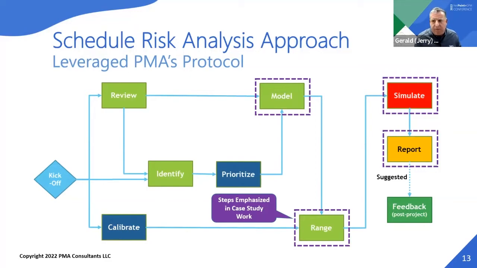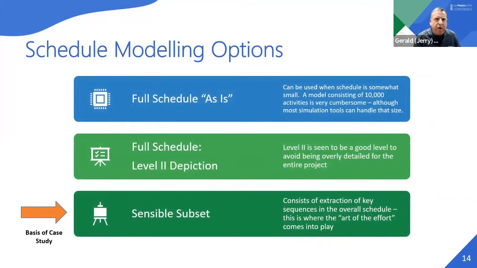One of the challenges I had in thinking about how we were going to do the hands-on case study work is, what level of modeling do we really want to do? And given some work we've done internally with PMA trying to write a better protocol to do schedule risk analysis, one of the things we realized is there are many ways that one develops a schedule model. The top box here talks about how you can actually use the schedule as is. And that works really well when the schedule has a small number of activities. It's pretty focused, especially if a project is really in the early stages of inception.